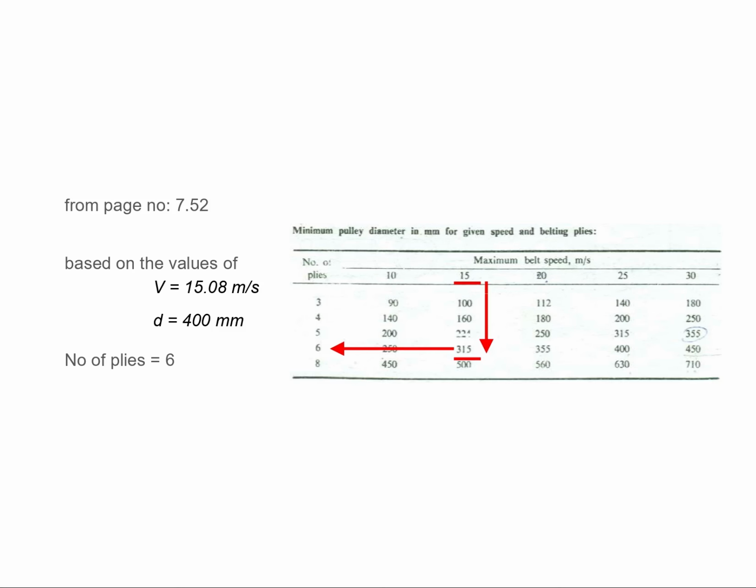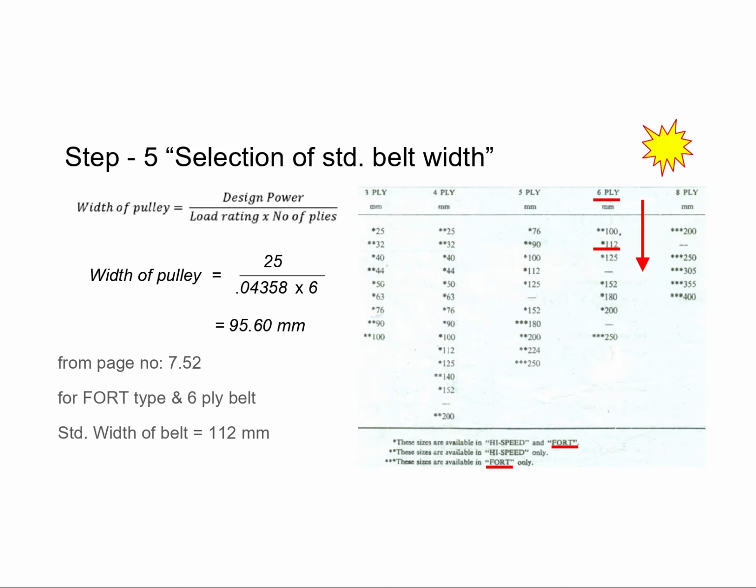Next, step 5, selection of standard belt width. The formula is given as width of the pulley equal to design power divided by load rating into number of plies. On page number 7.52, one table is there. And width of the pulley equal to 25 design power, load rating 0.04358 and number of plies 6. So width of the pulley, we are getting 95.60.